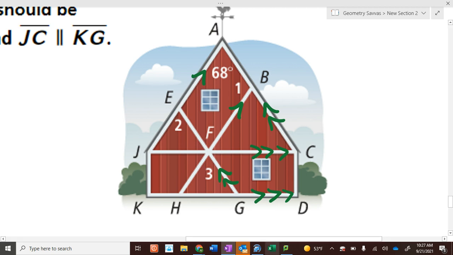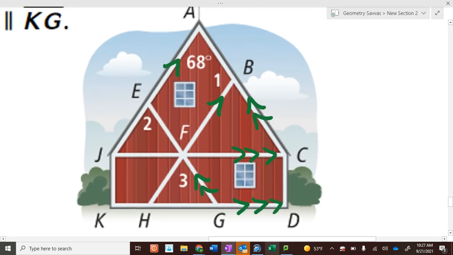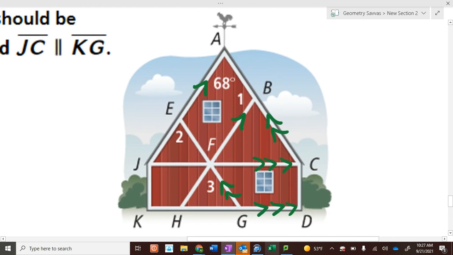Okay? 68 and 1. What types of angles are 68 and 1 if they're smacked in between two parallel lines like that? What types of angles? What are the names of the special types of angles? What are they called, Tate? They're interior. What else are they? Are they alternate interior or same side interior? Same side interior, because they're on the same side of this transversal.